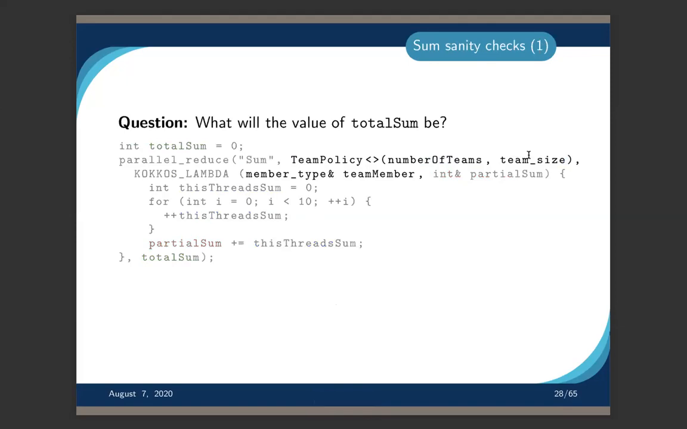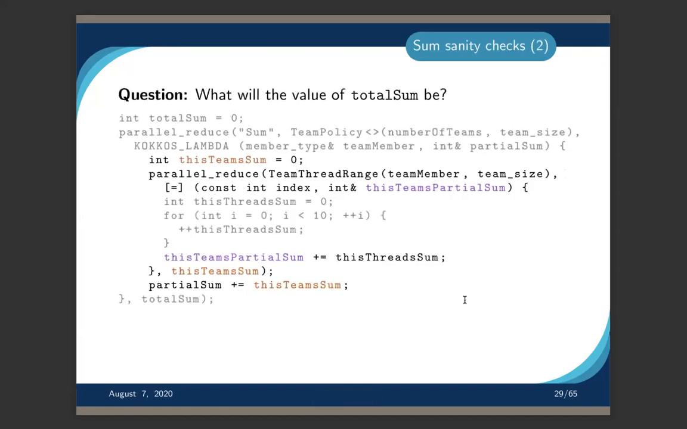Let's replace it with a team policy and do here number of teams and team size. What do we get now? Let's start at the middle here. We do the sum again, and that means this thread sum turns out to be 10 again. Every thread in the team does that and contributes that back. So I'm getting team size times 10 for every team. And I have number of teams. That means I get number of teams times team size times 10.